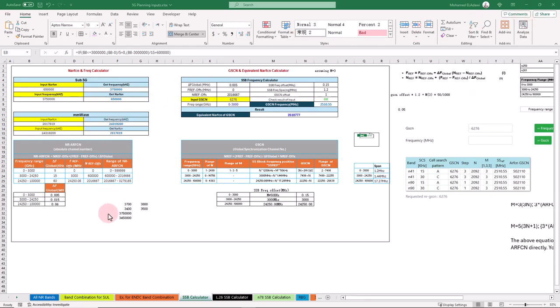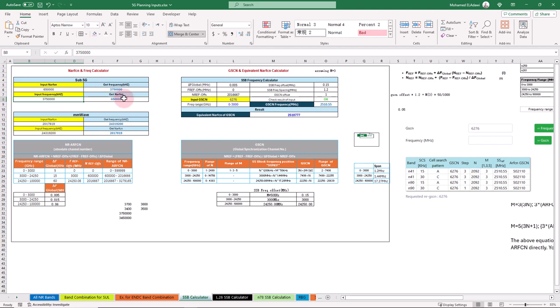So in this Excel, as you can see here for the SSB calculator, here it is for sub 5 gigahertz. For example, here it is showing inputs. You need to give, for example, the NRFCN if you would like to calculate the frequency, or the opposite way around, if you already have the center frequency defined and you'd like to get your NRFCN, in case you are going to use NRFCN. So in case you would like to get it to configure in your system.